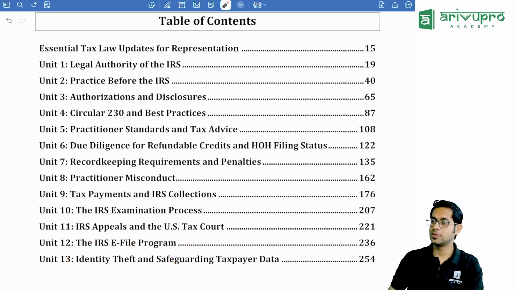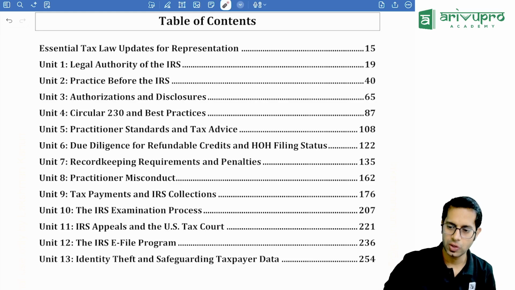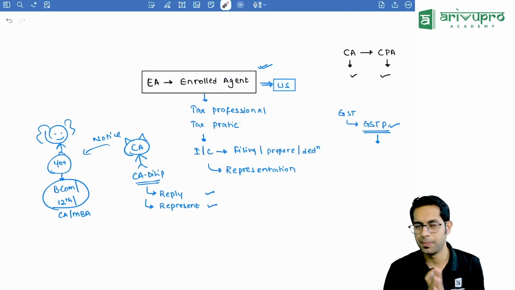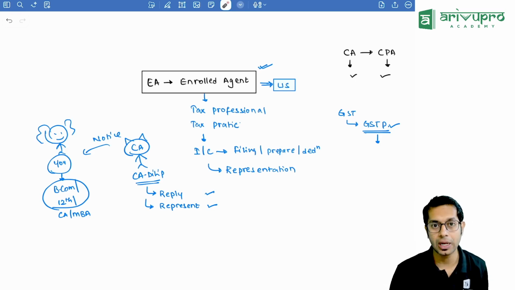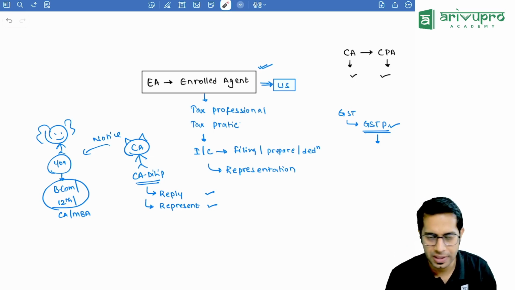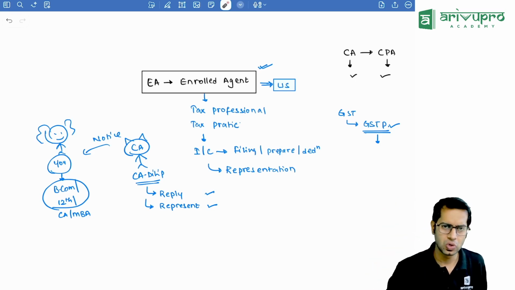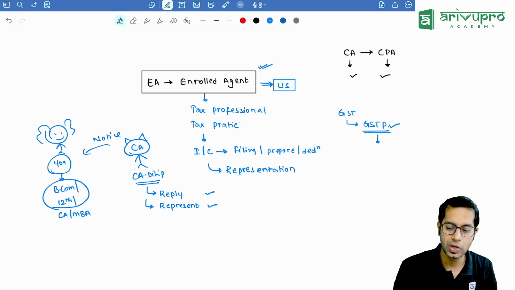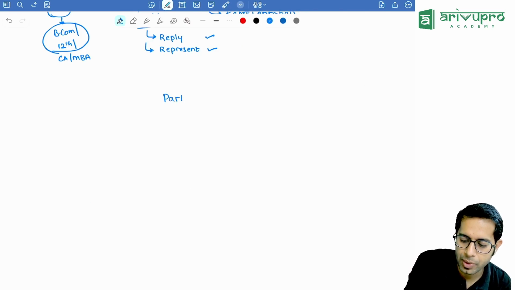So these are the different things which we are going to study in part 3 of the enrolled agent course. I hope you got a broad idea about what we are going to study. In part 3, what are the rights of an enrolled agent? When can an enrolled agent represent? In representation, what are the different authorities against whom you are going to represent? What are his roles and responsibilities? What are the different regulations he has to follow, etc. This is what we will study in part 3. So we are starting part 3 of the enrolled agent course.